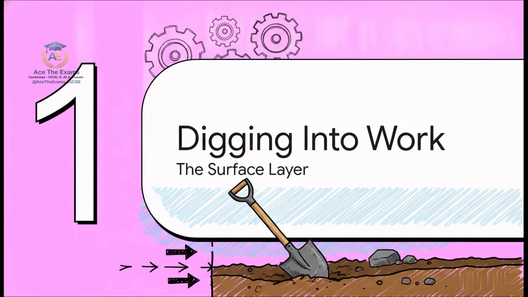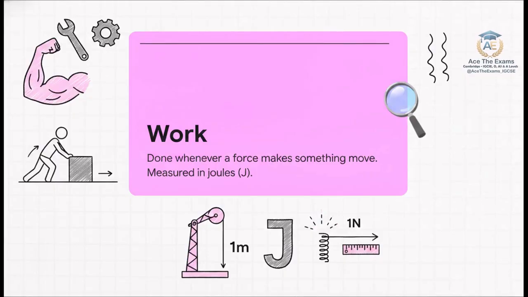All right, Section 1, digging into work, the surface layer. Now, you might be wondering, what exactly is work in physics? Because, in everyday language, you might say you're doing work when you're just sitting at a desk writing a long essay, or maybe you're outside digging in the garden. But to scientists and engineers, work has a very strict, highly precise meaning. Work is only done whenever a force actually makes something move. If there's no movement, well then literally no work is done in the physics sense, no matter how physically exhausted you might feel. It's kind of crazy, right?